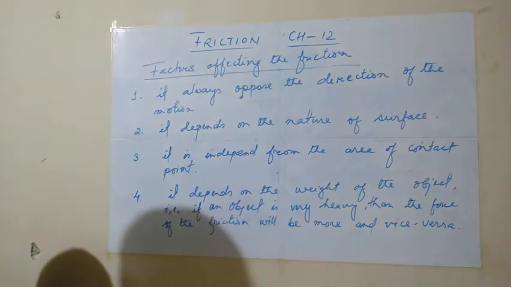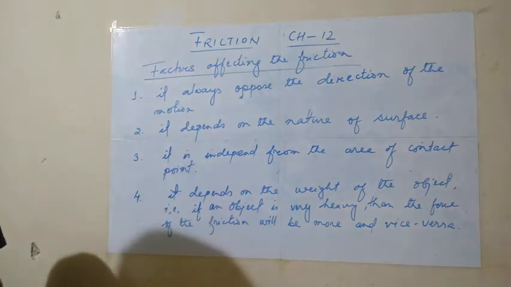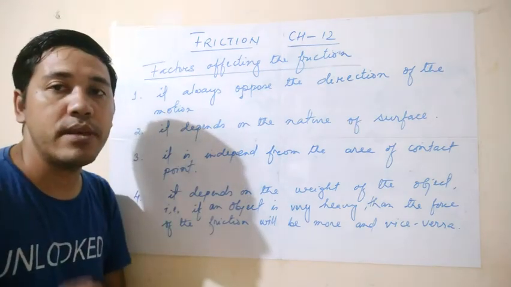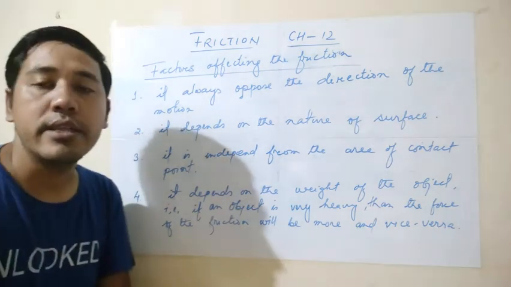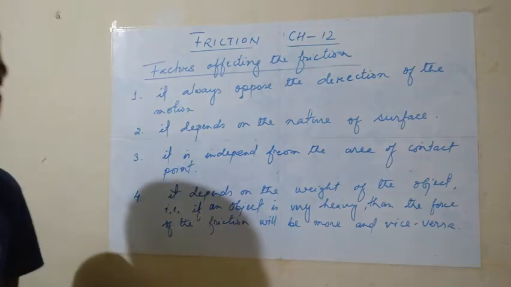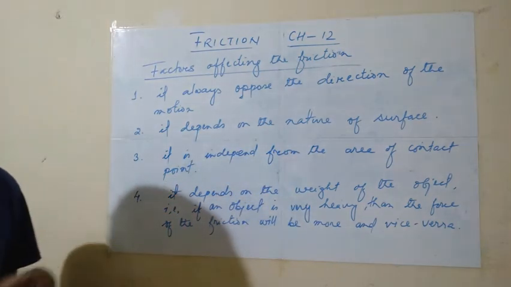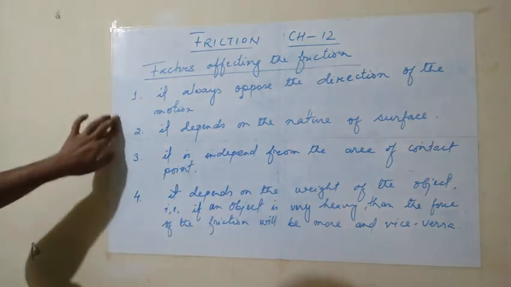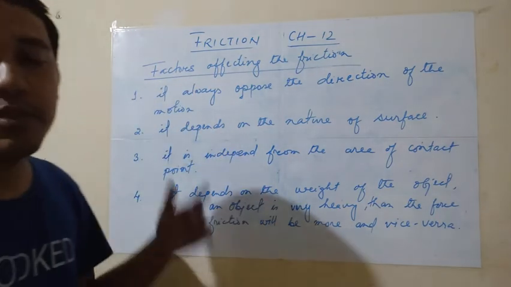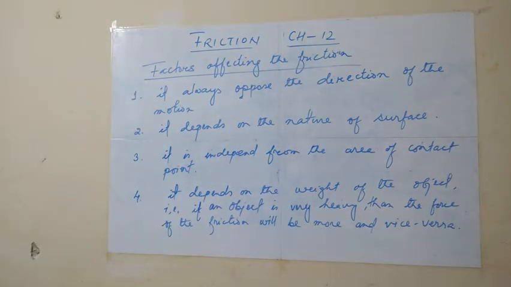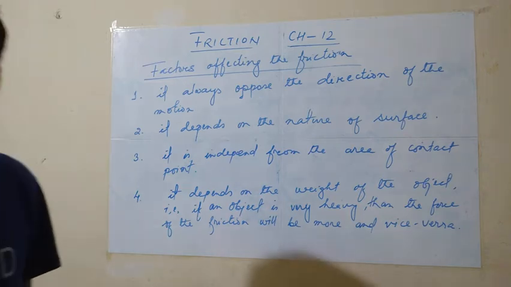Now this depends on the weight of the object. If the weight of the object is heavy, then what will happen? The force of friction will be more. If the weight of the object is very light, then the force of friction will be very less. This is the fourth factor affecting friction. Let's copy down. Done.